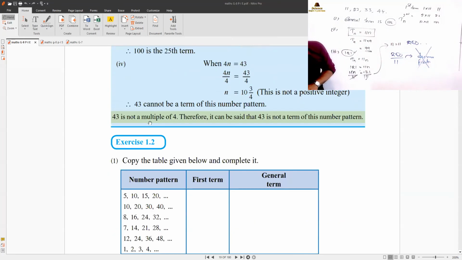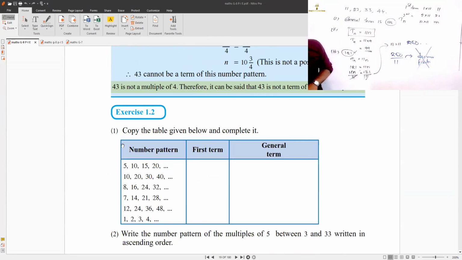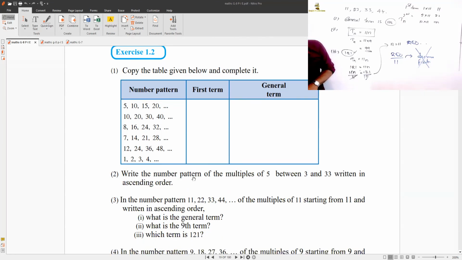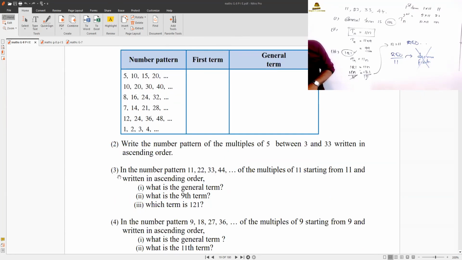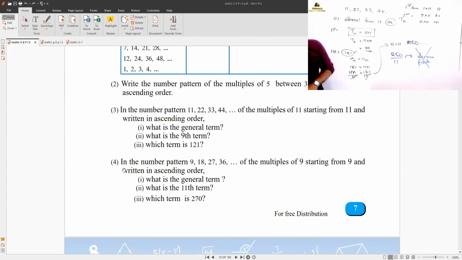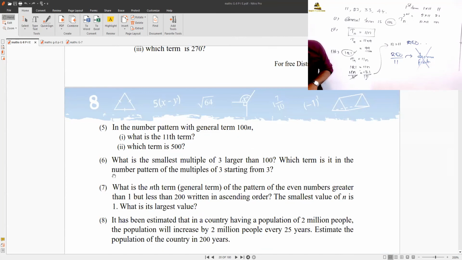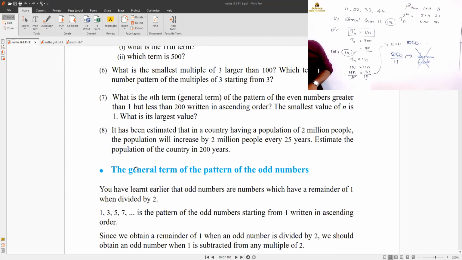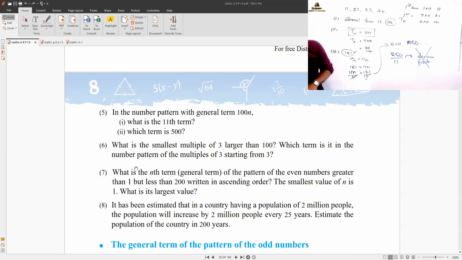We did exercise 1.2, question one. So you have to do the rest. Take down exercise 1.2. First one, second one, we did the third one now. You have to do the fourth, fifth, sixth, seventh, eighth. Do all of them.